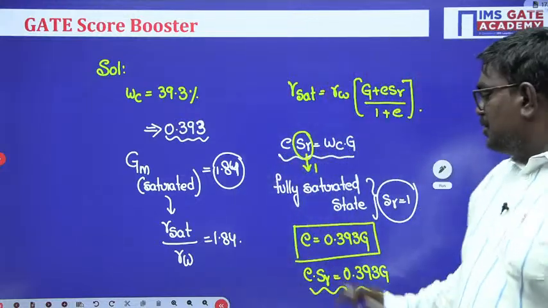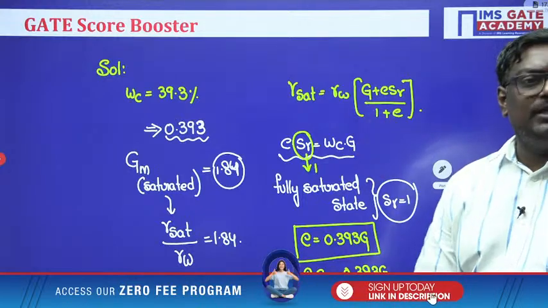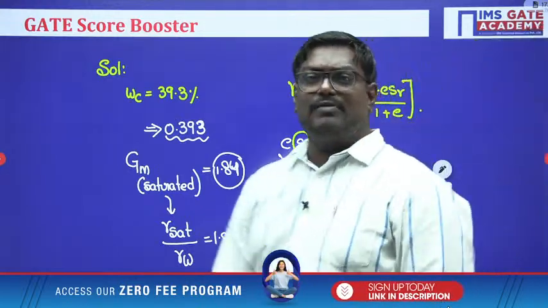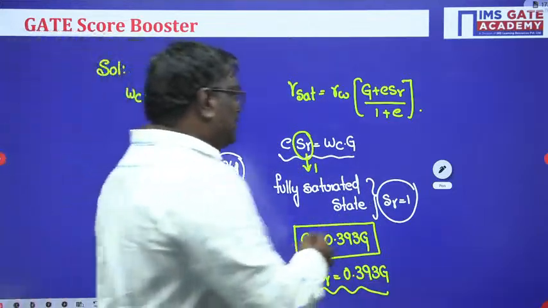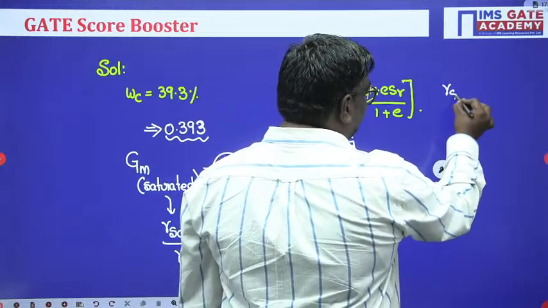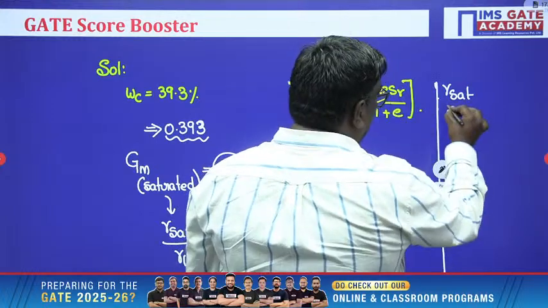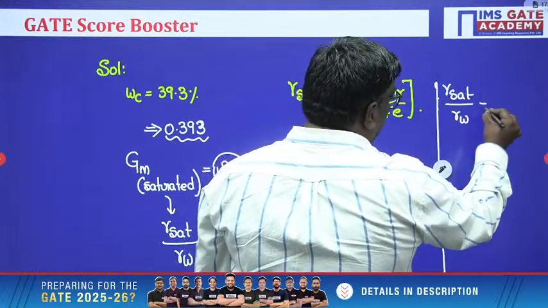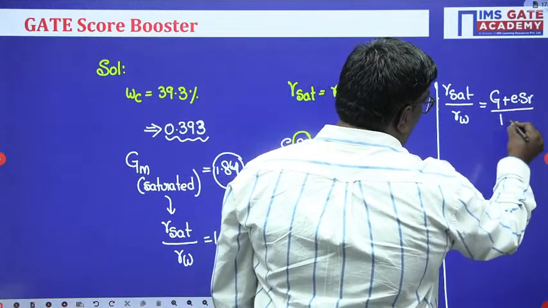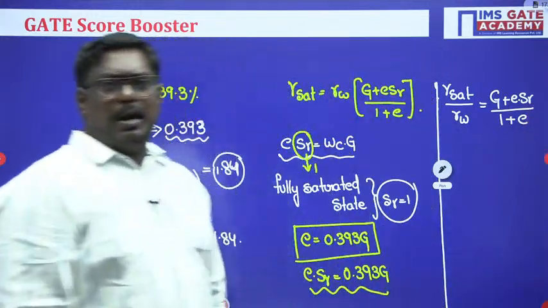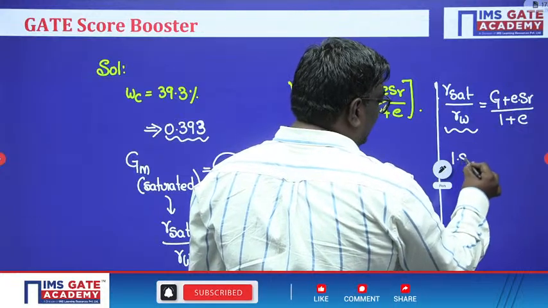Agree, my dear students? So now you have known the values, just plug these values into this equation. Once you plug in the values, there is only one unknown, that is specific gravity. So let me plug in those values. We can write this equation as gamma sat upon gamma W is equal to G plus E SR upon 1 plus E. Now my dear students, what is gamma sat upon gamma W? It is nothing but 1.84.